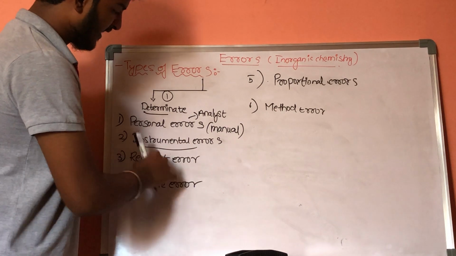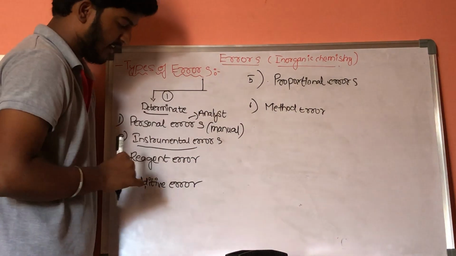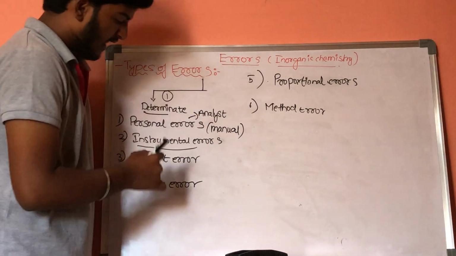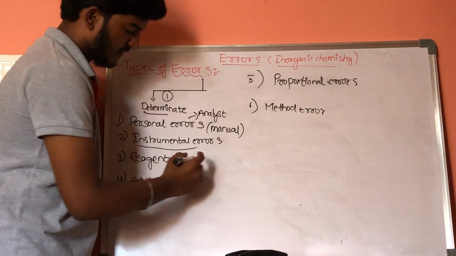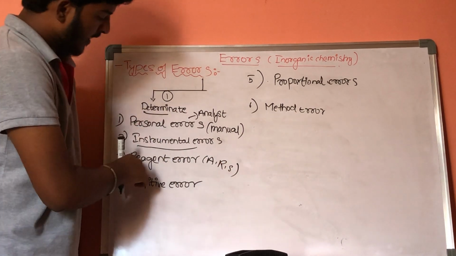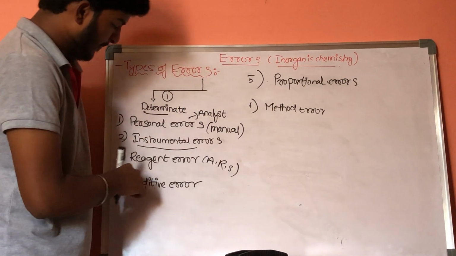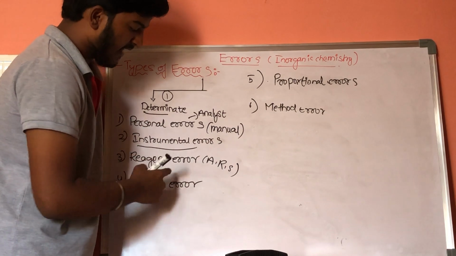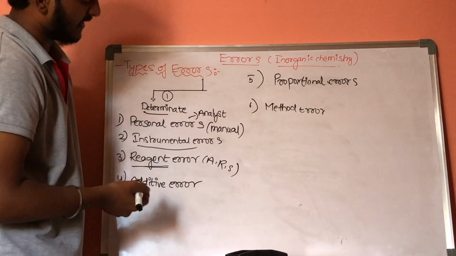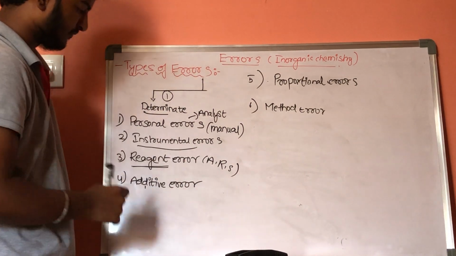Now, reagent error. What is reagent error? During the analysis process, we use analyte, reagent and solvent, etc. Now the reagent must be added into the analysis process. When the reagent which is added to the analysis process is in impure form, and if it contains any error in it, there will be an error called reagent error.